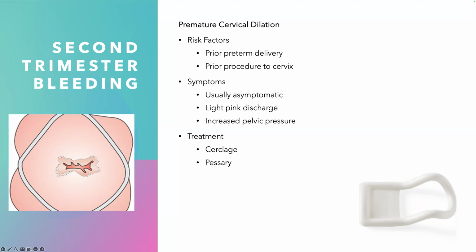They're not going to be having pain. They're not going to be having cramping. They may have some pink discharge. They may feel a little pelvic pressure. Risk factors: someone who had a prior preterm delivery or a prior procedure to their cervix, because it can weaken their cervix. Treatment. So how do we treat this?